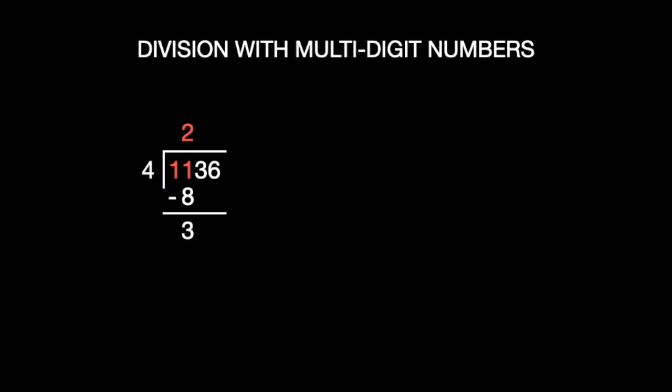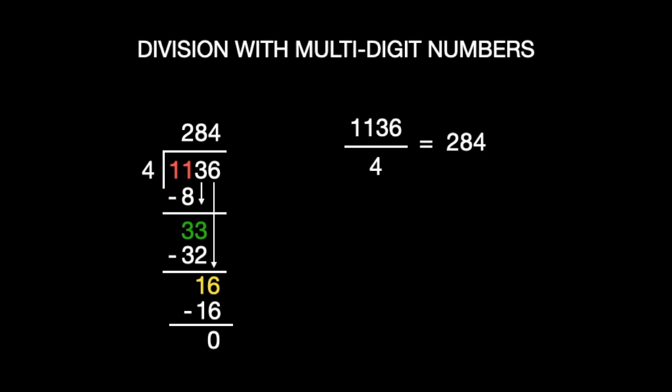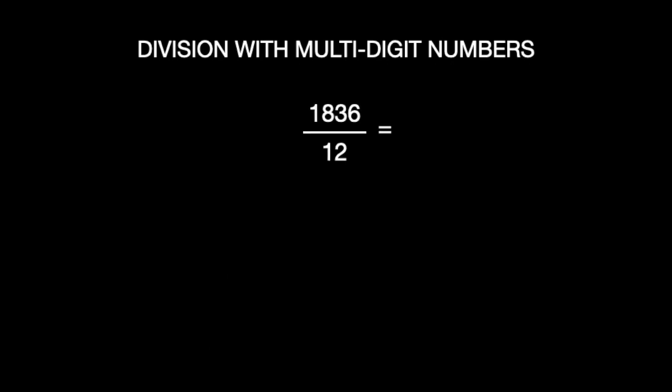When I subtract 8 from 11, I get 3. Just as we did earlier, I will bring down 3 from the dividend and then end up with 33. 4 goes into 33 8 times. 8 times 4 is 32. 33 minus 32 is 1. The last step will be to bring down the 6. 4 goes into 16 4 times. 4 times 4 is 16. The remainder is 0. So I can say that 1136 divided by 4 gives us a quotient of 284.